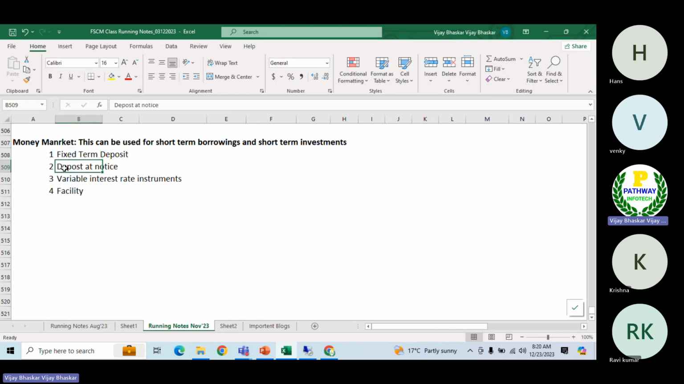In regular terms, we would say fixed term deposit is one instrument. Deposit at notice is an instrument. Variable interest rate is an instrument. Even facility also is an instrument. But now in SAP terminology, we are going to say it is a product type. So for each and every instrument in Treasury, we have different product types.